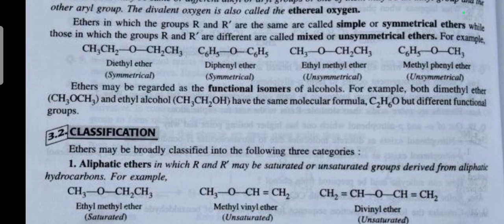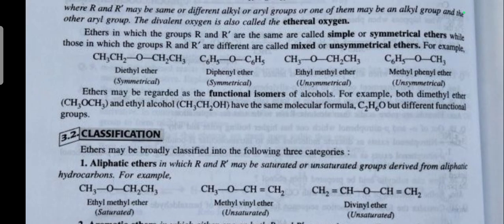Ethers in which the groups R and R' are the same are called simple or symmetrical ethers, while those in which the groups R and R' are different are called mixed or unsymmetrical ethers. Ethers may be regarded as the functional isomers of alcohols. For example, both dimethyl ether and ethyl alcohol have the same molecular formula, C2H6O, but different functional groups.